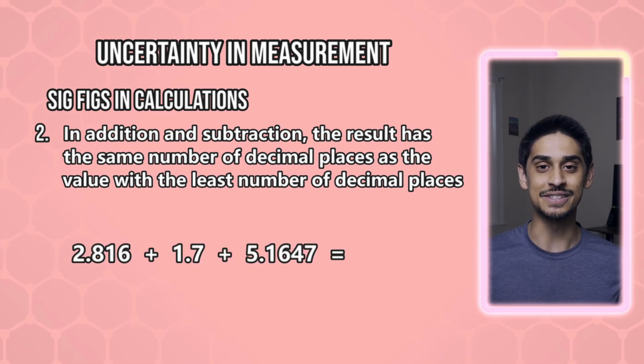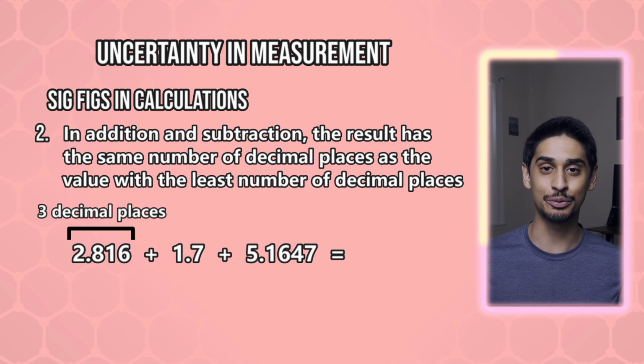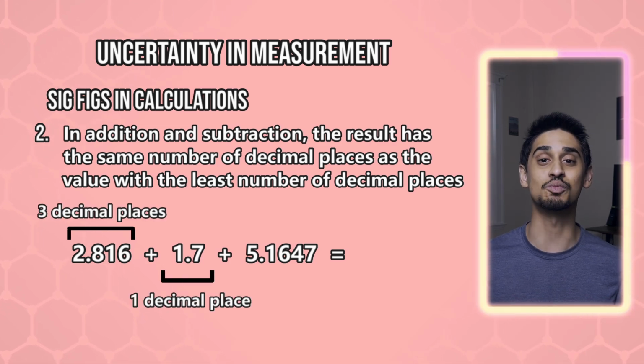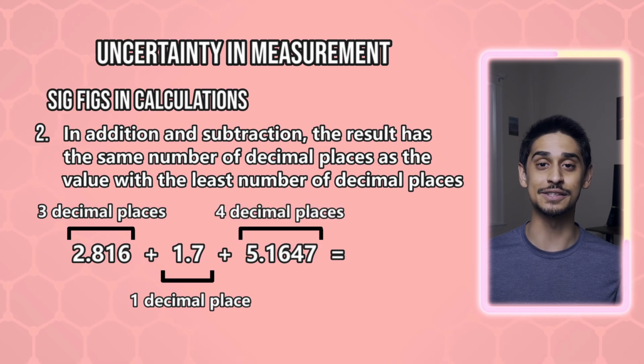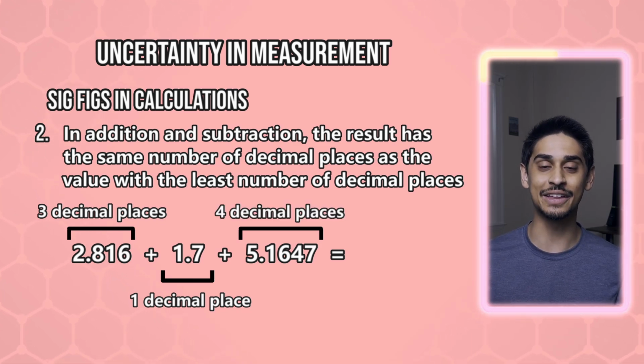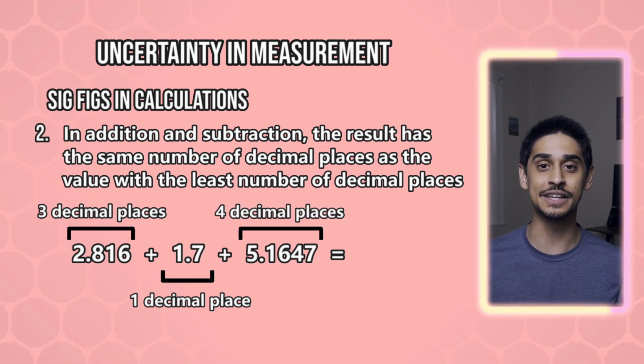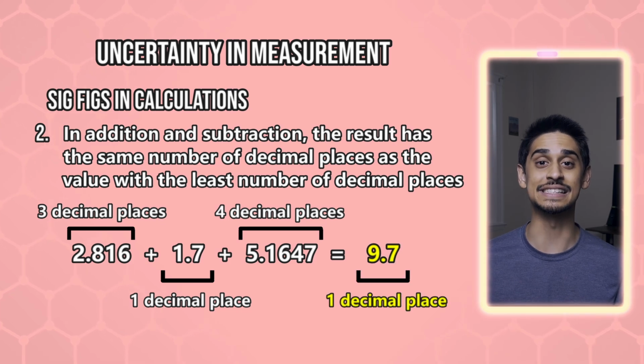Here's the first equation. 2.816 has 3 decimal places. 1.7 has 1 decimal place, and 5.1647 has 4 decimal places. Therefore, when adding these together, the final answer should have 1 decimal place, and so the final answer is 9.7.